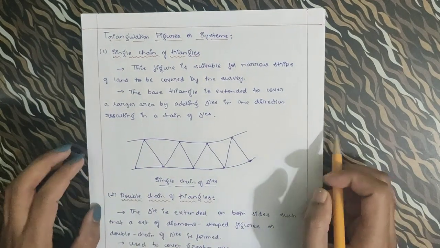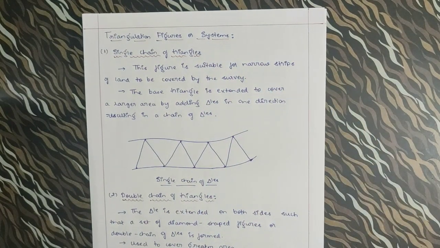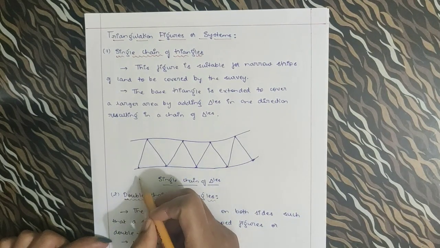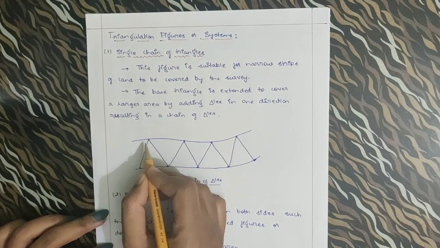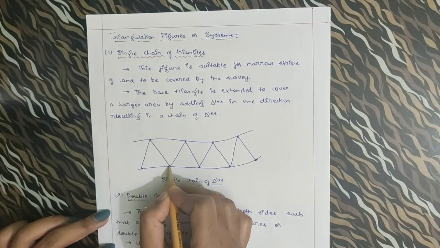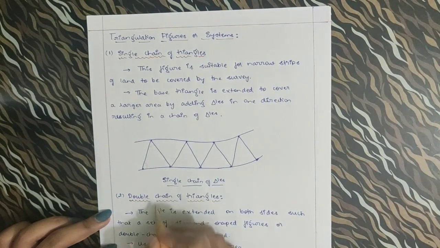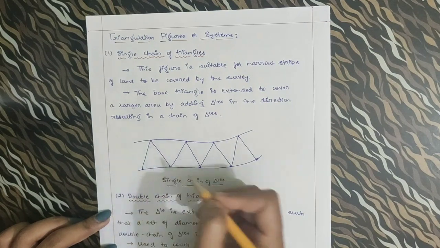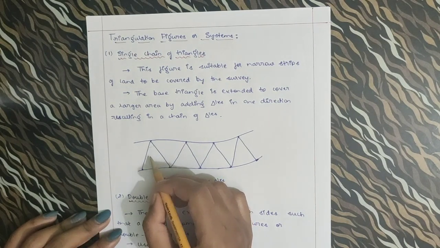Coming to the first one, that is single chain of triangles. What is this single chain of triangles? Here the base of the triangle is extended to cover a larger area by adding the triangles in one direction. Suppose this is your baseline, and you will choose a point, that is this. Then you will measure all the three angles. Then you can calculate all the sides of this triangle by using sine rule. This is the principle of triangulation.